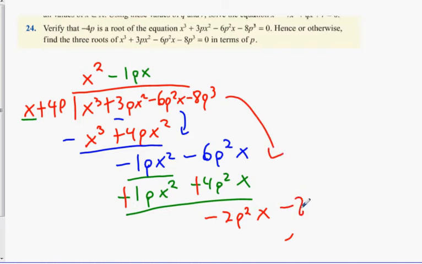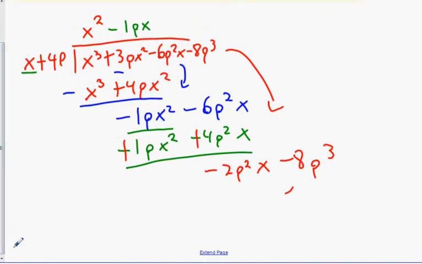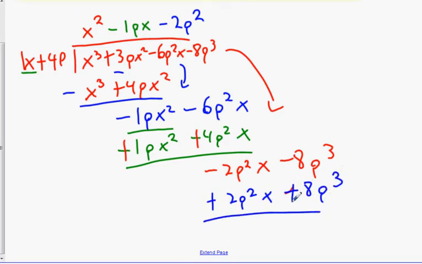And do you have a feeling this is going to come out? Yeah. So now, 8 is 4 times bigger than 2, and 4 is 4 times bigger than 1. Yeah? So how many times is it going this time? Minus 2p squared. So we multiply that back out and we get minus 2p squared x minus 8p cubed. Change the sign. Plus 0. Now, we've proved that it's a factor, but we haven't got the other roots.